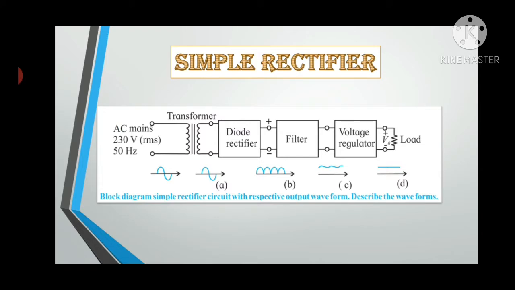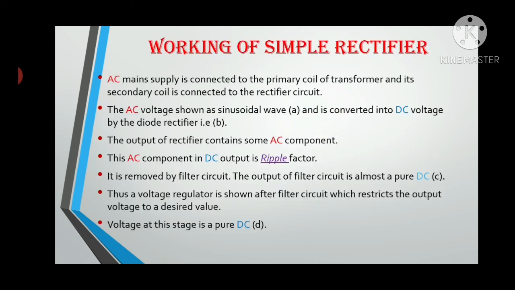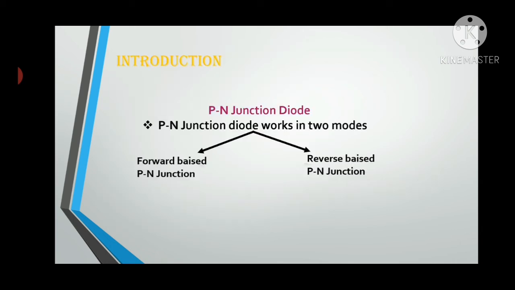So we have to see in detail about these three components, that is the diode rectifier, filter and voltage regulator. Now let us see the introduction part of the PN junction diode. Here we will see the introduction part of the PN diode, because the PN junction diode we have already seen, so we will just revise it a little bit.